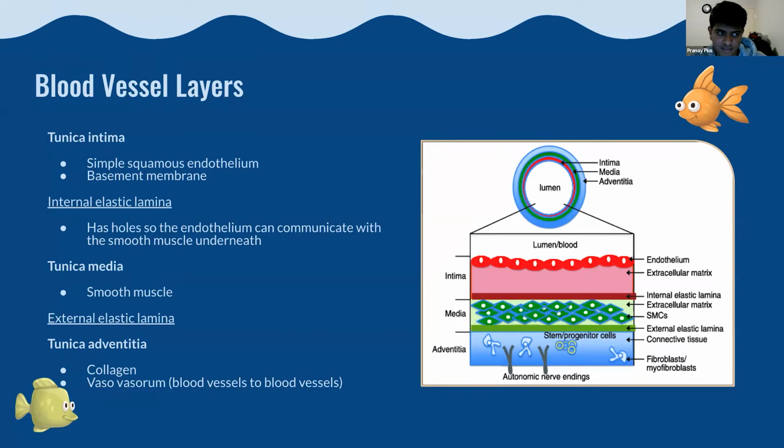But just some other details include that the tunica intima is a simple squamous epithelium, and tunica media is composed solely of smooth muscle, and the adventitia is collagen. So it goes like squamous endothelium, smooth muscle, and then collagen on the outside.